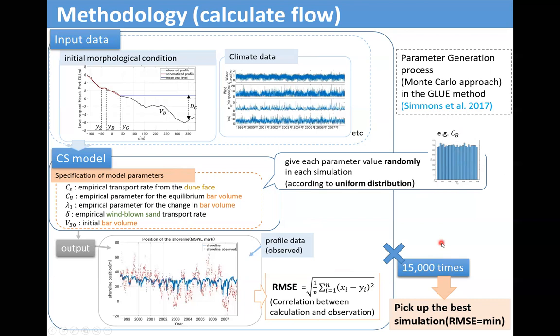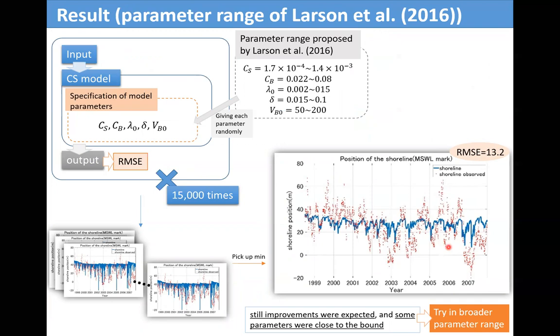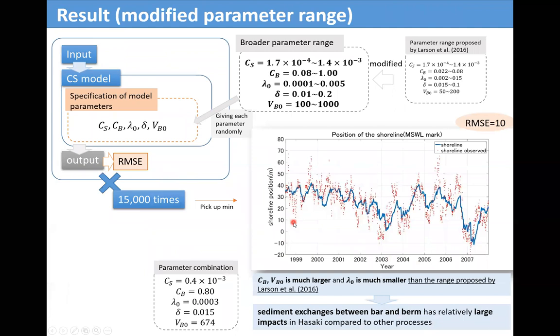So here is the result. I ran the model 15,000 times, and each parameter was randomly chosen from the ranges proposed by Larson et al. The best result was where the RMSE value was 13.2, and still improvements were expected. So I tried another 15,000 trials, this time with broader parameter ranges. And this is the result. I tried the 15,000 simulations again, and this time giving parameters in wider ranges than earlier, which I decided by trial and error before model runs. Eventually an RMSE value of 10 was obtained.